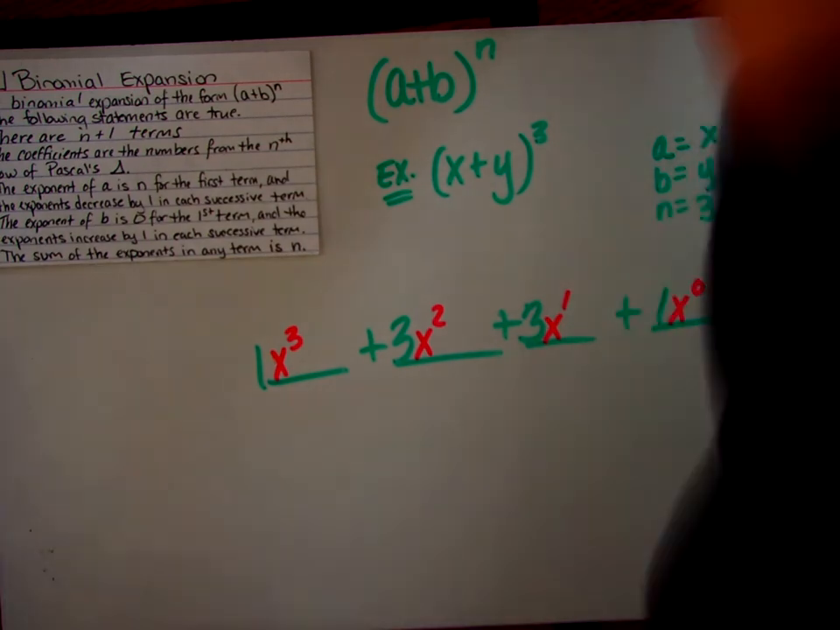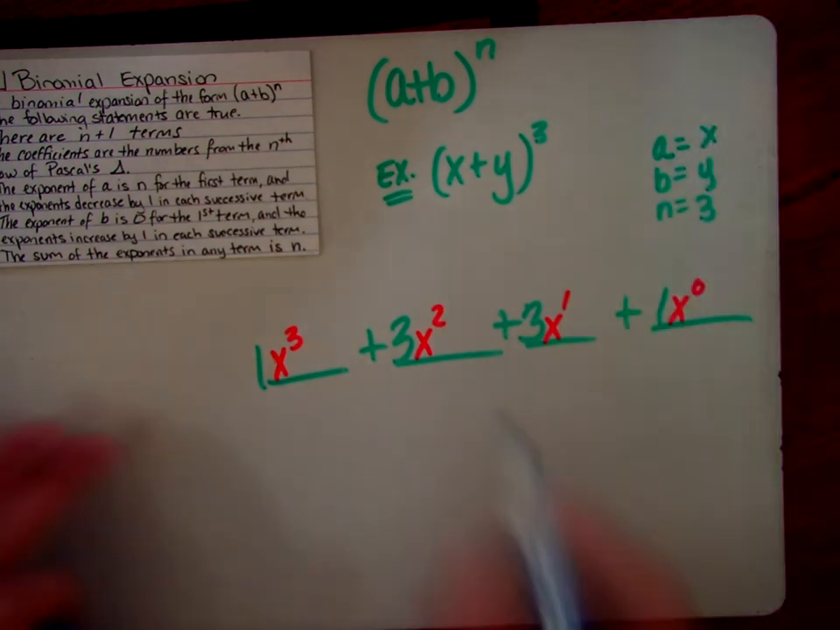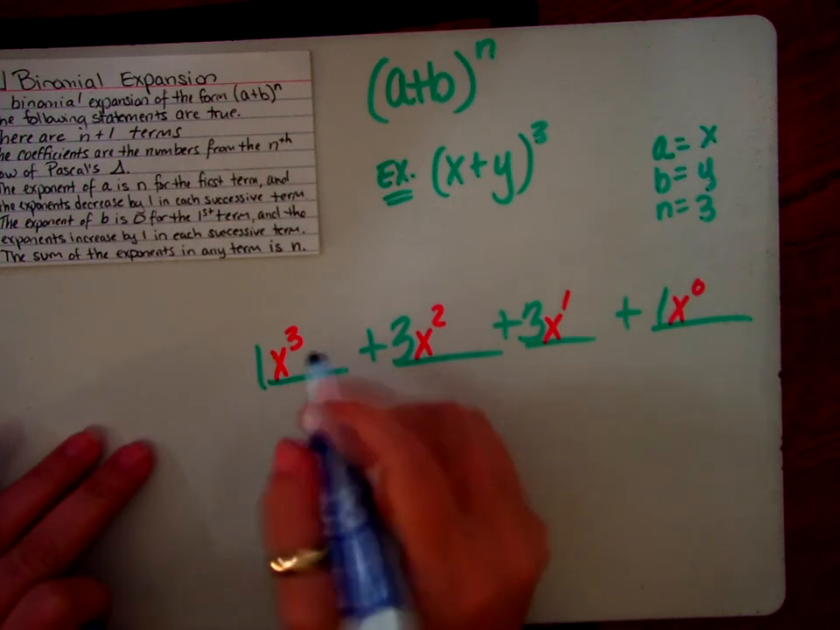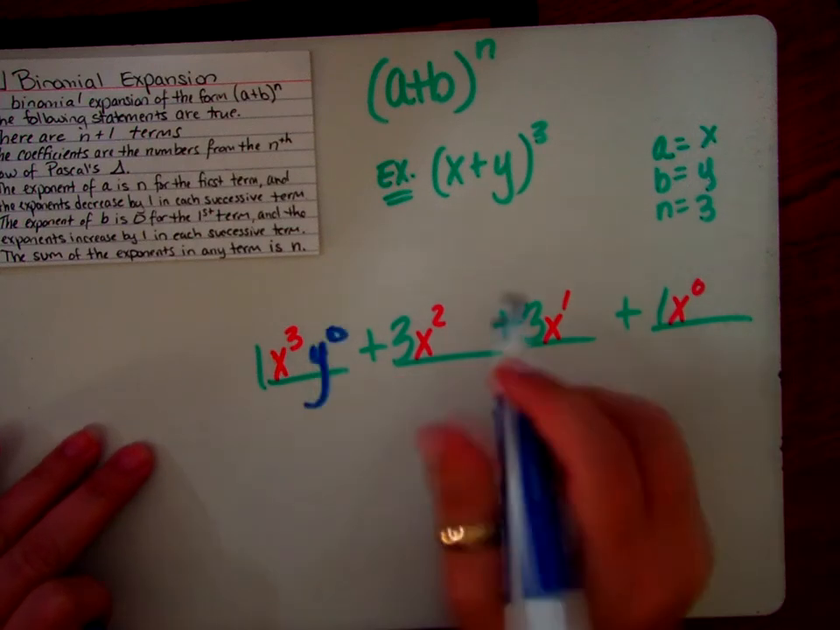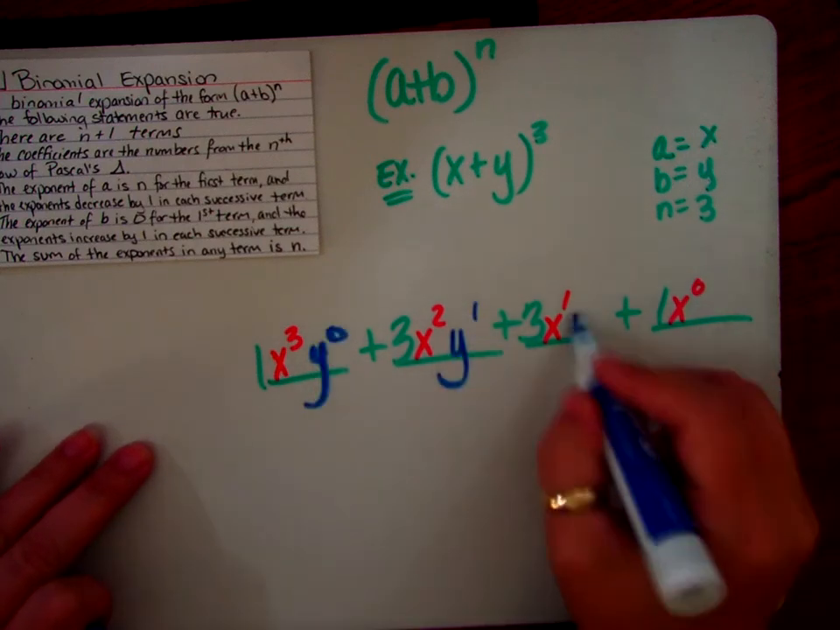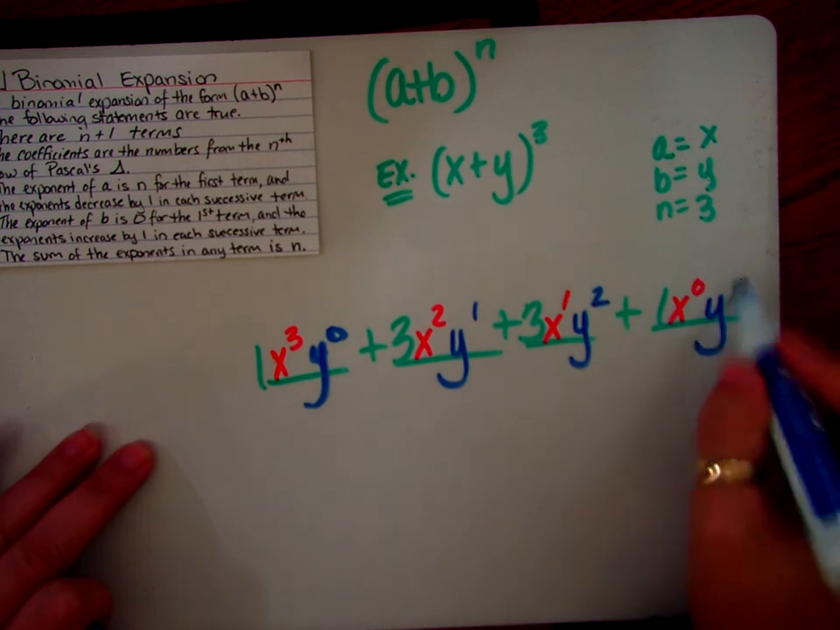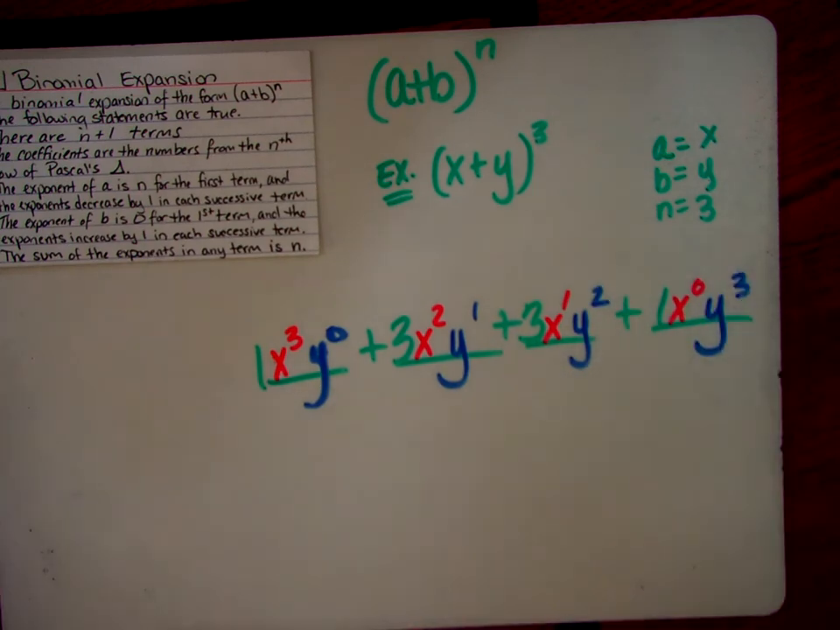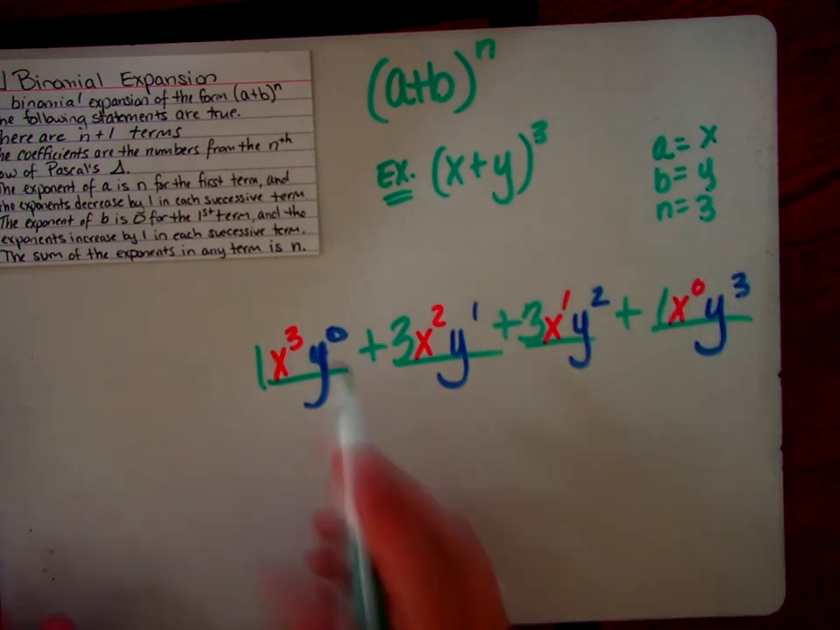Okay? Then you're going to take b, which is y, and b starts with 0, and it increases. So they go opposite ways. Okay? And now all we have to do is simplify.